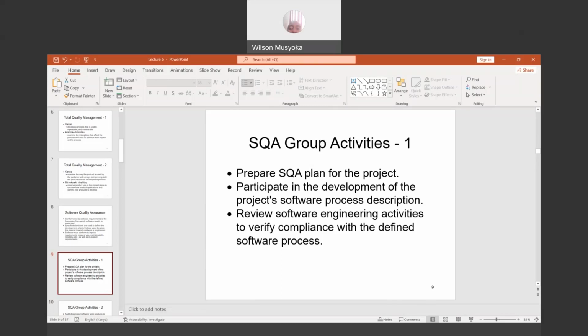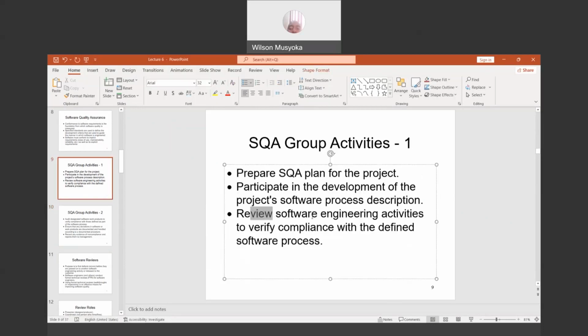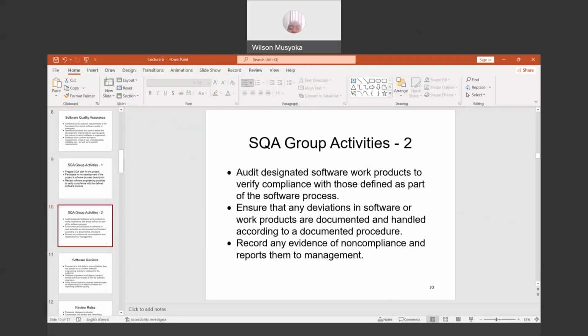First of all, you are going to prepare a plan for the project. Then you participate in the development of the project software process description. And then you review the software engineering activities to verify that they have complied with the software process. Then after that, you're going to audit the designated software work products. Auditing is just counter checking. There is a difference between counter checking and reviewing. When you are reviewing, you are just looking at what you had assigned. But when you are auditing, you check if that has been conformed with.